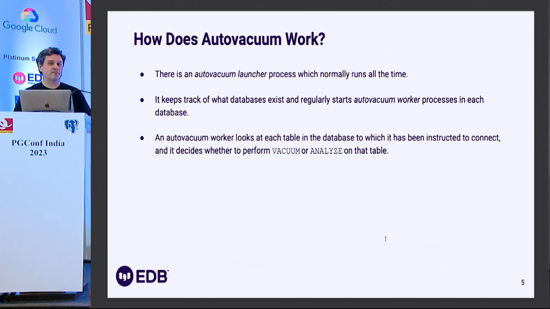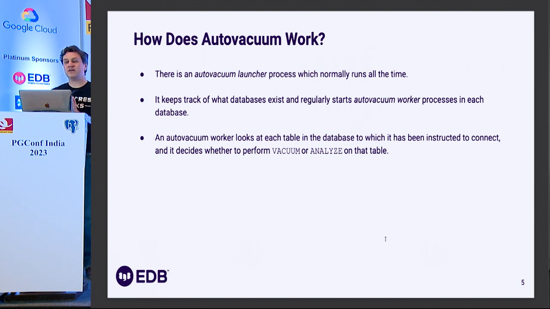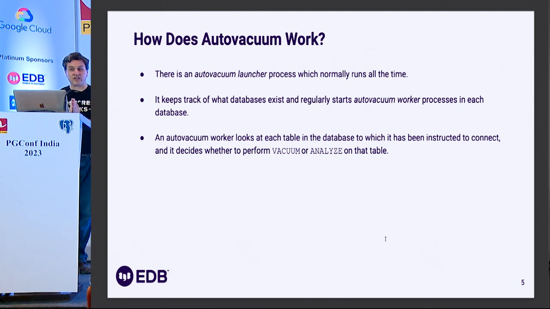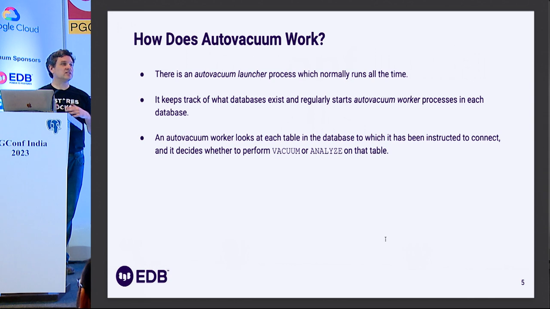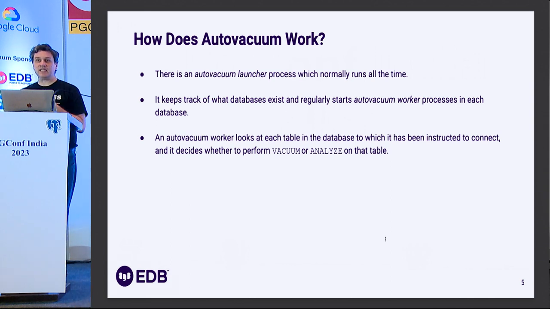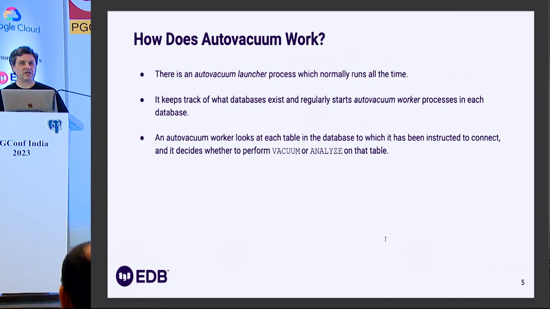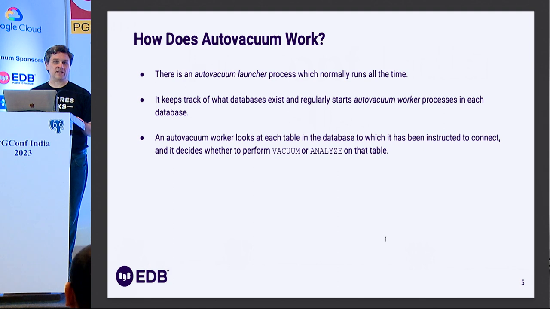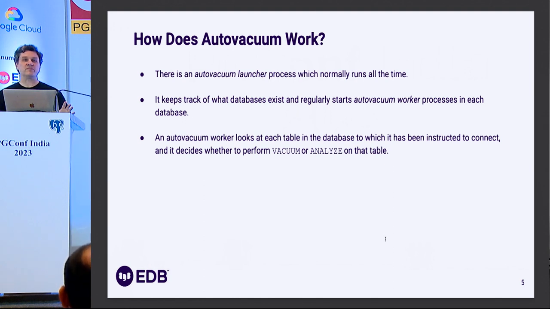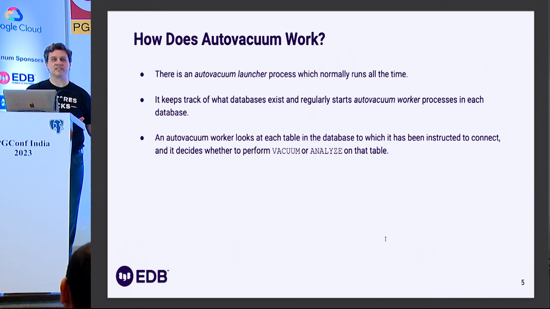Let's talk about autovacuum. As I said, autovacuum is a set of processes which arrange to run vacuum for you. There is an autovacuum launcher process which normally runs all the time. And its job is to start the other kind of process, which is the autovacuum worker process. So the only thing that the autovacuum launcher process really knows is which databases you have. And its job is to start up autovacuum worker processes in each database on a regular basis. The autovacuum worker then goes through your database, looks at each table, and decides whether or not a vacuum is needed and whether or not an analyze is needed. If it decides that a vacuum or an analyze is needed, then it performs that operation then and there. Otherwise, it moves on to the next table straight away.